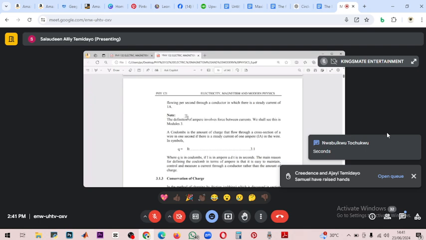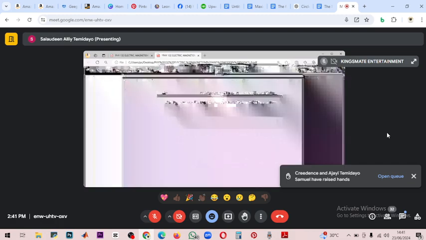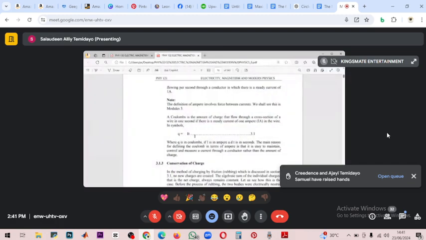The definition of ampere involves force between currents. We are going to see this in Biot-Savart's law and in Ampere's law itself. So the formula I just gave earlier, I didn't know it was written here. Q equals IT. I is the current, T is the time, Q is the electric charge.